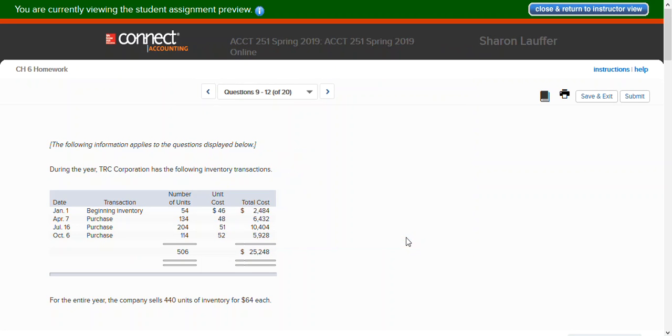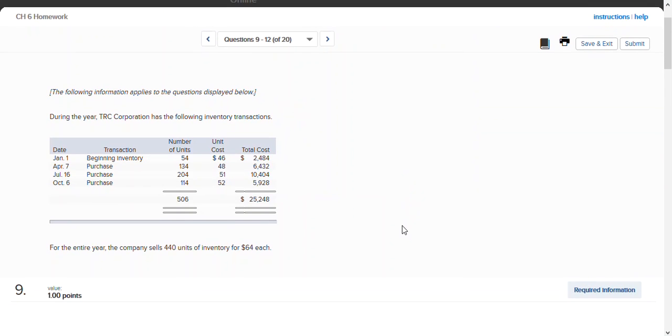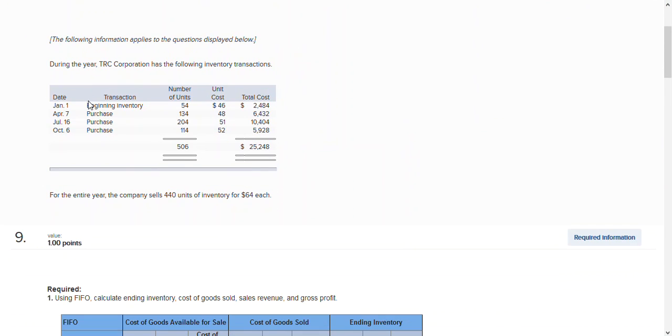Hi class. In this video we're going to look at some examples of how to calculate inventory using various methods. This is similar to your homework for chapter 6. We've got some data here: some inventory amounts and our costs.